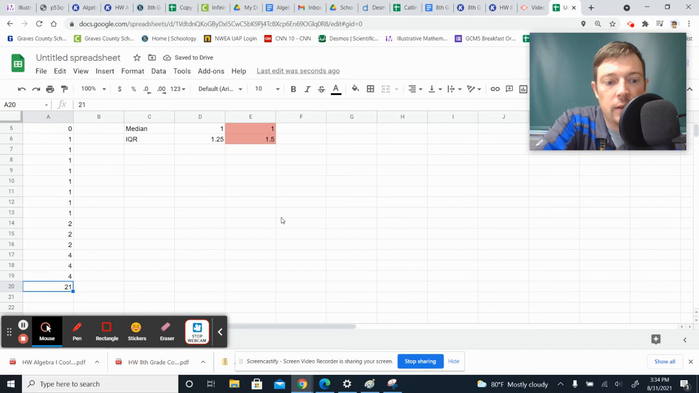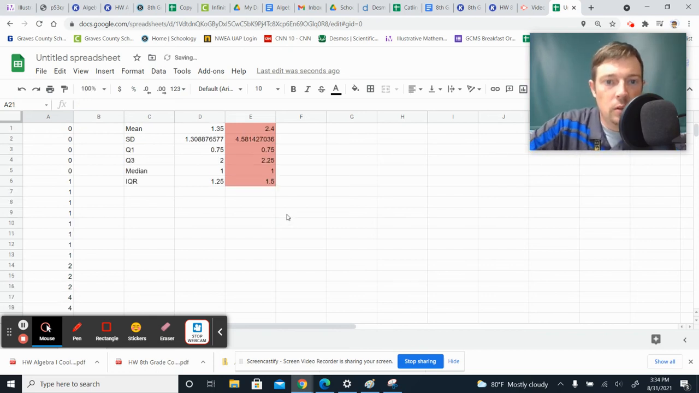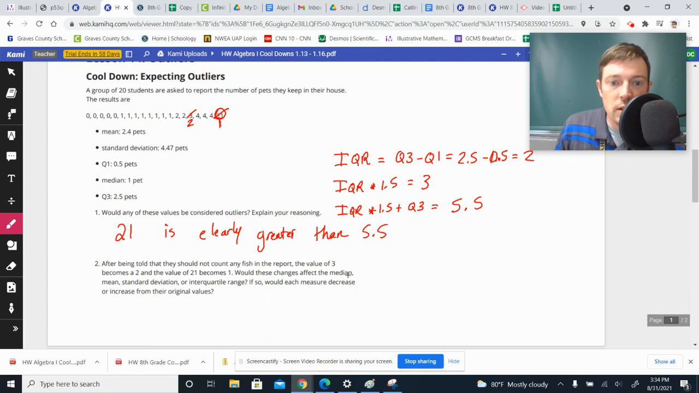So let's see how this affects the data when we do this. So looking at things, it looks like the mean definitely drops from 2.4 to 1.35. Pretty big drop. Standard deviation was almost 5, and now it's down to 1.3. Q1 same, Q3 about the same, median about the same, IQR about the same. And this is kind of what we would have expected. We've talked about this several times the last several days, but let's put this into words. So which would these changes affect the median? Median, not much change. Mean and standard deviation, yes. Interquartile range, no.